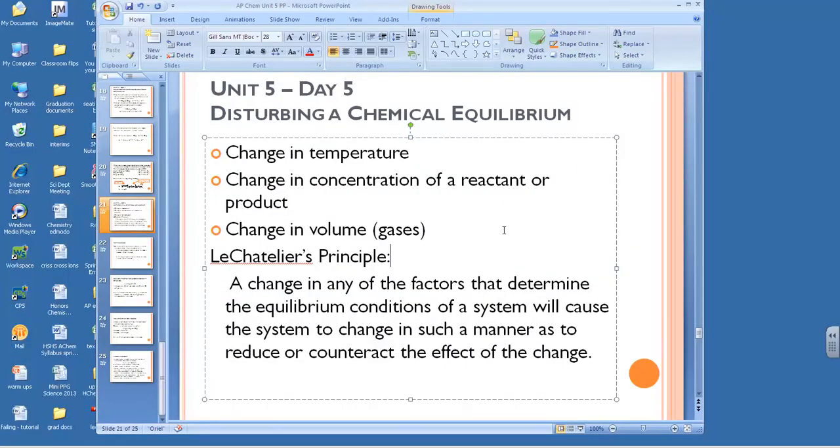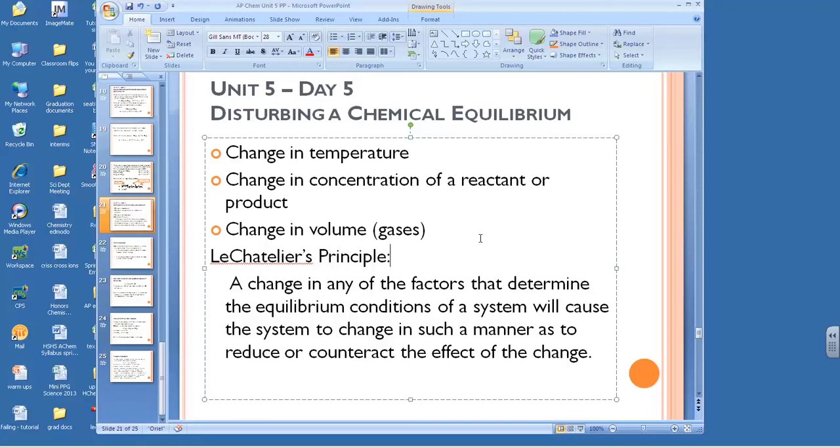We're going to talk about Le Chatelier and his principle, or in other words, disturbing a chemical equilibrium. There's lots of things that can disturb equilibrium, really anything you do to the reaction. We're going to do a bunch of things to a reaction on Monday during our lab. But if you change the temperature, change the concentration of anything, or change the volume.